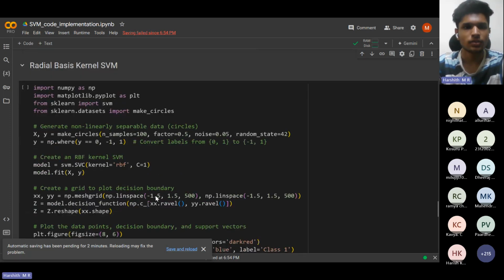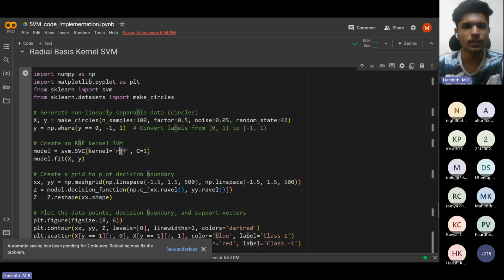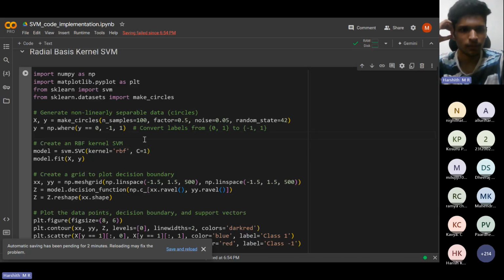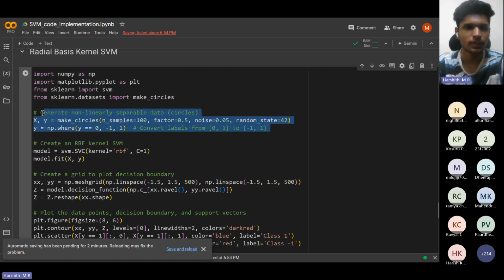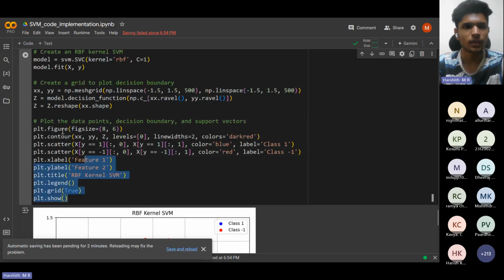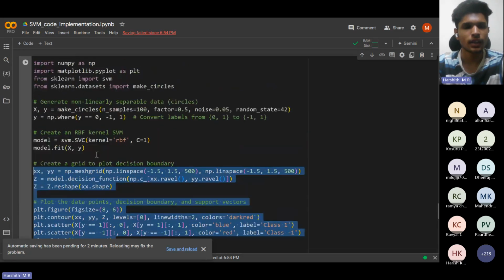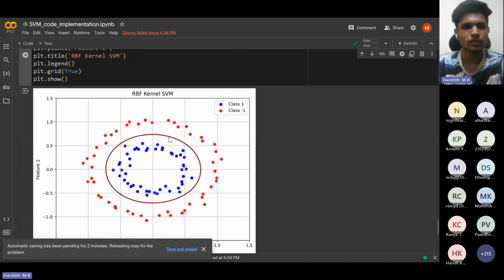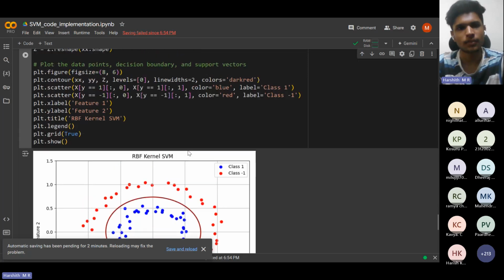Radial basis kernel. In each case, you just need to change the kernel value and your parameter values. It is simple when you use sklearn. For this case, we'll use the make circles dataset, and we will fit it to get the parameter values. This is the plotting part of the code. Only the training and testing happens till here. When you plot it, you can see that you'll be able to classify the samples as one class if it's inside, and class -1 if it's outside. So this is how the radial basis kernel works.